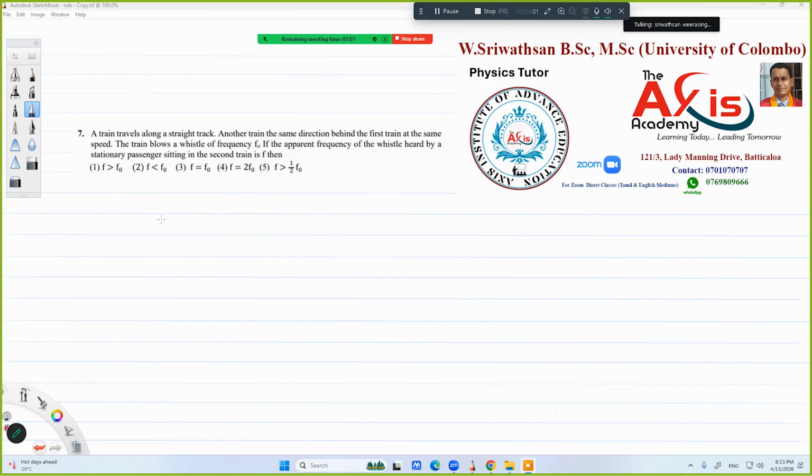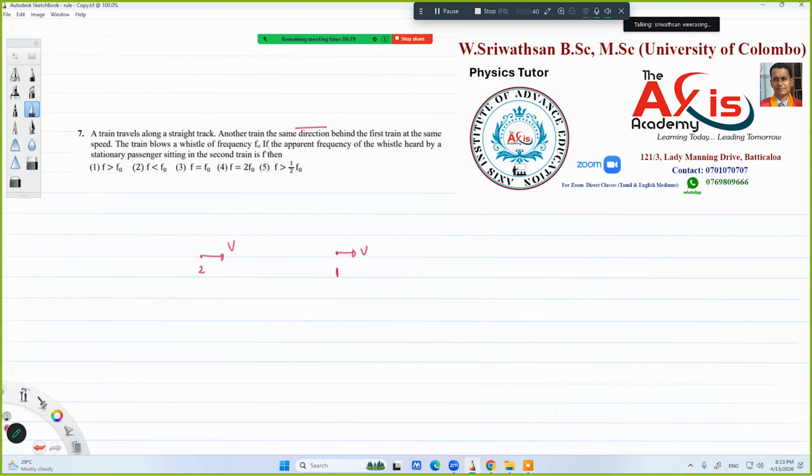Question number 7: a train travels along a straight track. Another train follows in the same direction behind the first train. Let's say this is train number 1, and another train is behind it along the same track, with the same speed and the same direction.